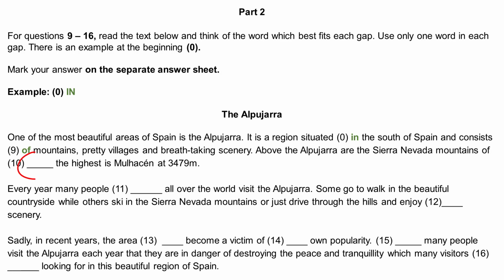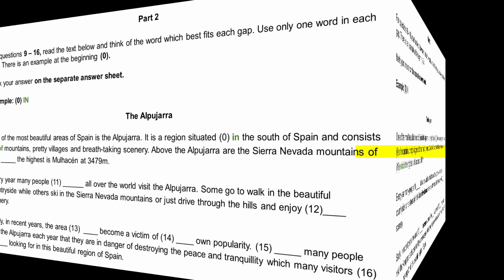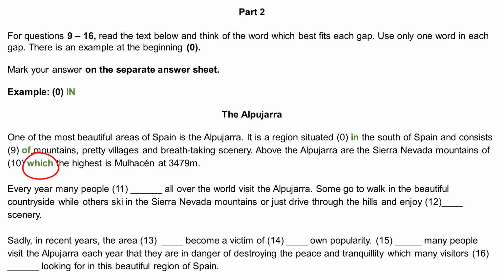Moving on to question 10, it says, above the Alpujarra are the Sierra Nevada mountains, of the highest is Mulhacén at 3,479 meters. We need a pronoun here because it's referring back to the thing just mentioned, the Sierra Nevada mountains. Above the Alpujarra are the Sierra Nevada mountains, of which the highest mountain is Mulhacén at 3,479 meters.